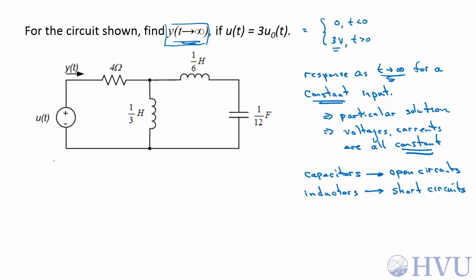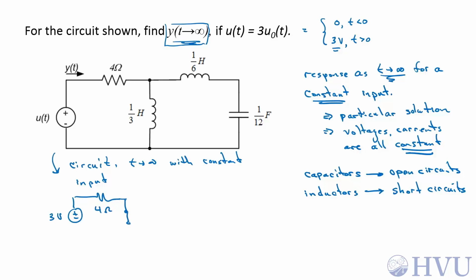So this circuit for a constant input as t goes to infinity looks like a constant voltage, so that becomes 3 volts for t greater than 0. This resistance is 4 ohms. This inductor looks like a short circuit. This inductor looks like a short circuit because everything's constant, and the capacitor looks like an open circuit.